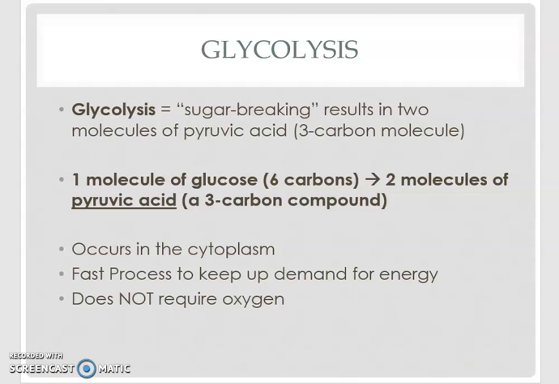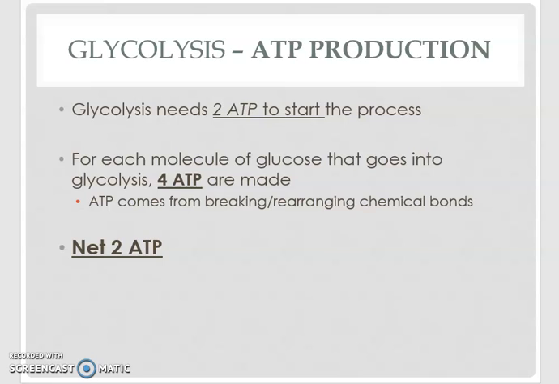With glycolysis, we actually need 2 ATP to start the process, and then it will make 4 ATPs, which makes a net of 2 ATP. And so glycolysis takes a little bit to get going, but then it creates 2 ATP. It also creates something called NADH.